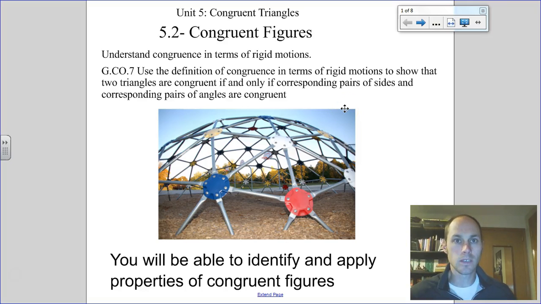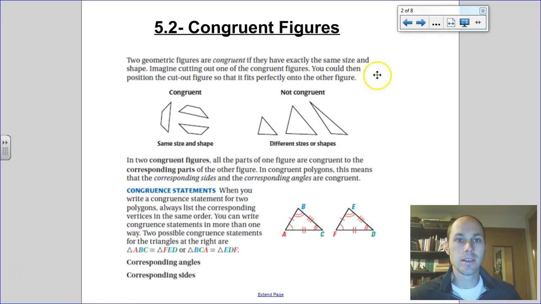All right, let's continue our unit on congruent triangles and talk about congruent figures. Not just focusing on triangles, but any type of congruent figures. We've talked about the rigid motions, such as translations, reflections, rotations, that maintain congruence. So let's talk about some of the properties that congruent figures have.